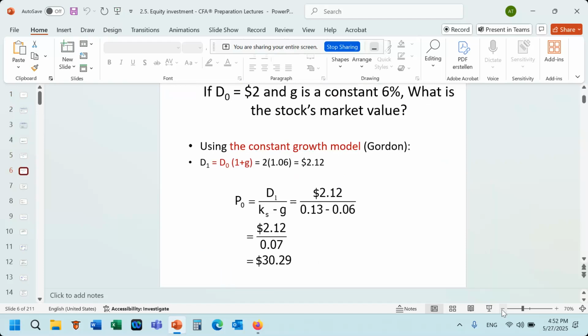One way to remember this formula is that if cost of capital is 13%, 6% of it is paid to us by the growth of this company, and the other 7% is used for discounting the cash flows. And this gives us a $30.29 value for this share of stock. And of course, if we want to value the firm, we multiply this by the number of shares, and then we add the value of debt to it.